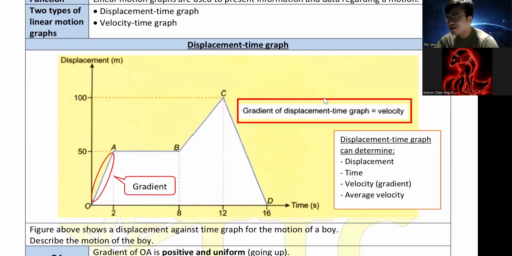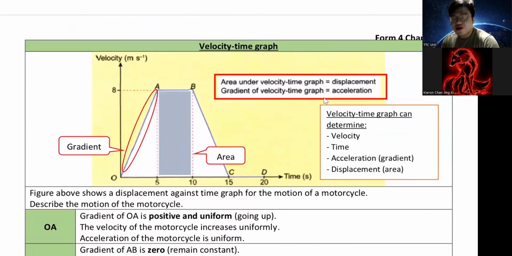Am I making sense here? So for the velocity time graph, this is where things start to get a little bit more confusing. Why? Because according to the velocity time graph, the gradient is the acceleration.